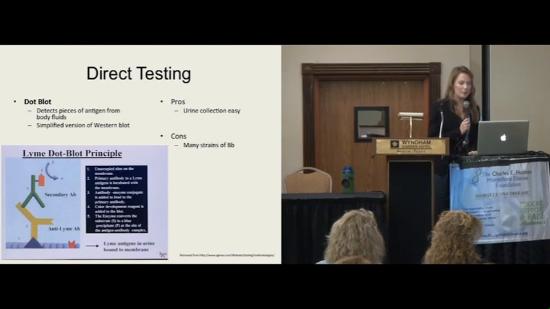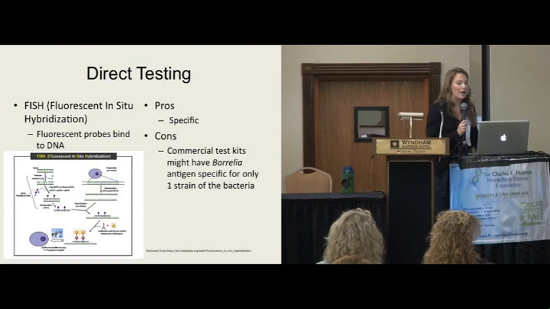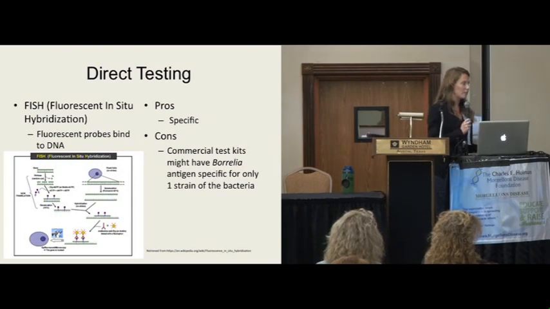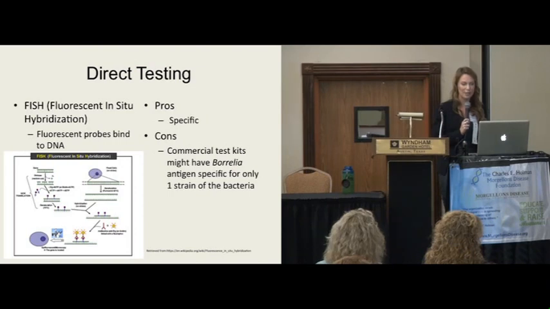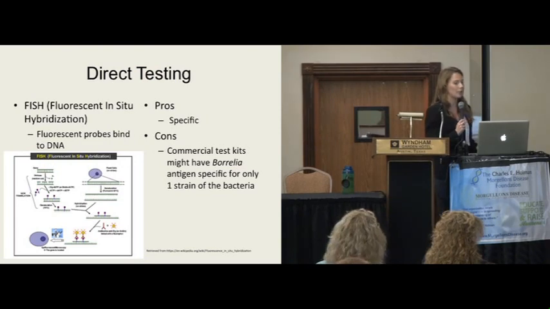So another type of direct testing is fluorescent in situ hybridization. Ultimately, you have these fluorescent probes that bind to DNA and will light up if you have it. This is a very specific technique, but again, the commercial test kits might only use that one strain of bacteria, so you really have to get this done through a very specific lab. So a lot of the tests that I've showed, these direct testing techniques, though they're very specific, oftentimes they're very low sensitivity, so you might get a lot of false negatives depending on what type of bacteria is present.